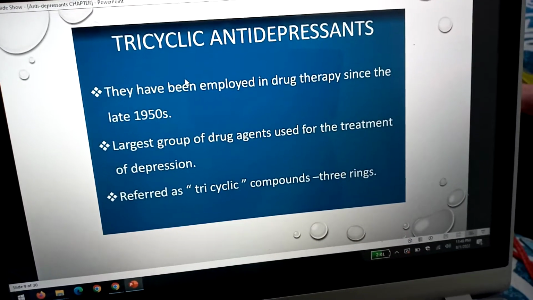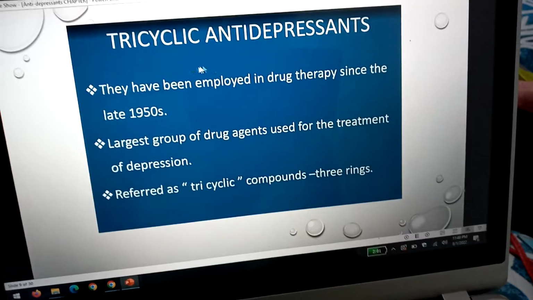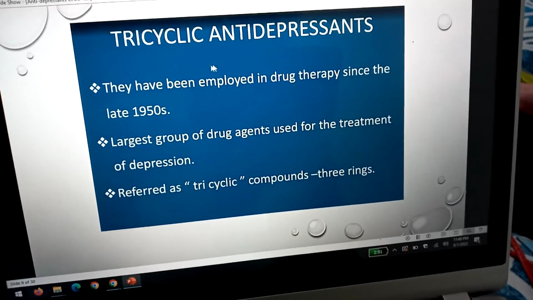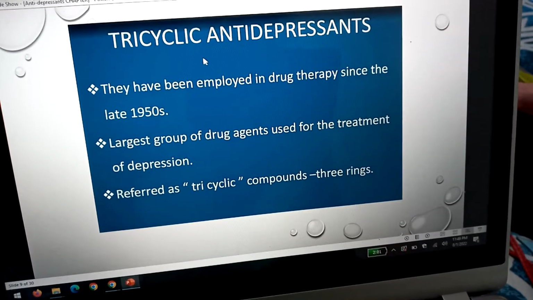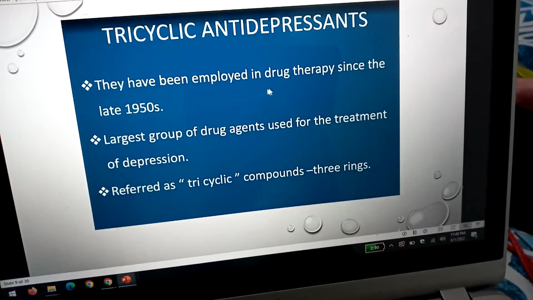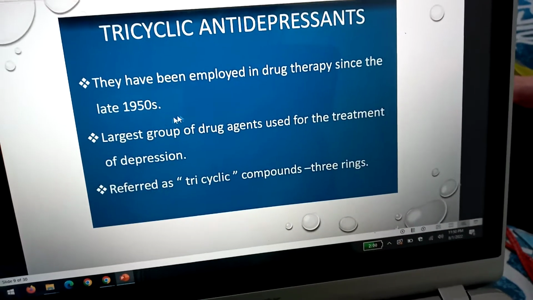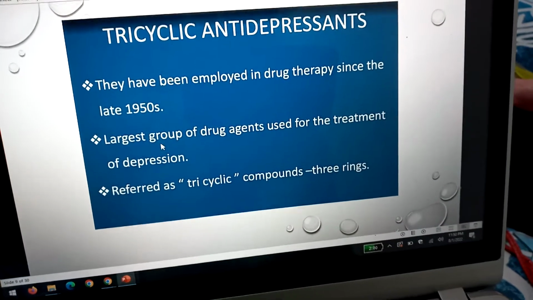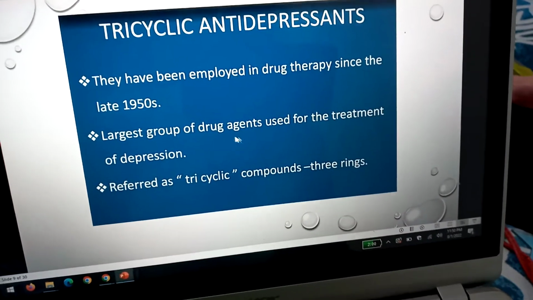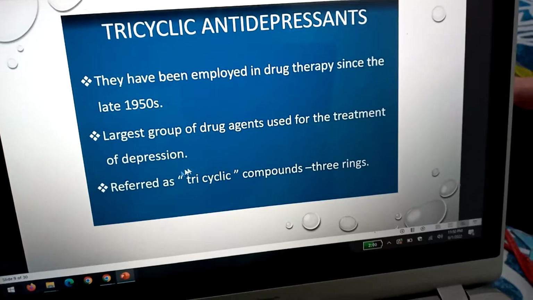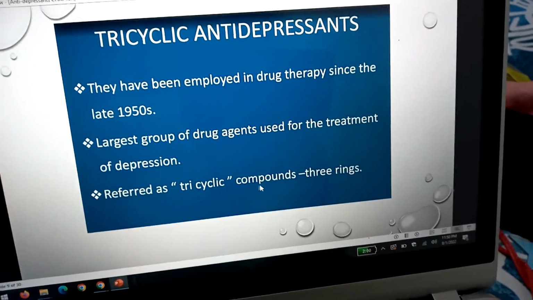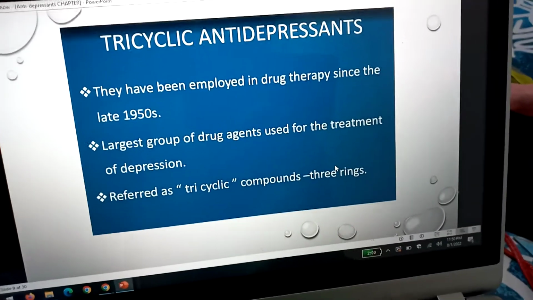Tricyclic means the structural composition of these antidepressants is based on three rings. These have been used in the treatment since the late 1950s. Still, they are being used. They are the largest group of drug agents still in use for treatment of depression, referred to as tricyclic compounds, meaning three rings.